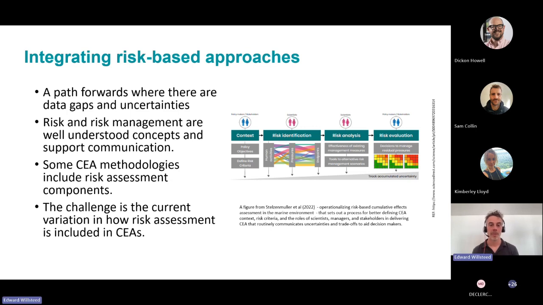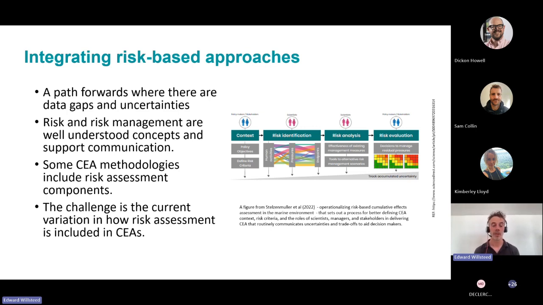The fourth approach, and this is a broader category, and it's not strictly a category in itself, but this is the integration of risk-based approaches to CEA. Now, we know that there are always going to be data gaps, knowledge gaps, and what risk-based approaches provide us is a path forward where there are those gaps and uncertainties. It's a means of making explicit what those uncertainties are and what the effect of those uncertainties are relative to the risk of something having an impact on whatever we care about. The other positive about the risk-based approaches is it provides a language which is commonly understood, particularly in industrial sectors, and supports communication across sectors.